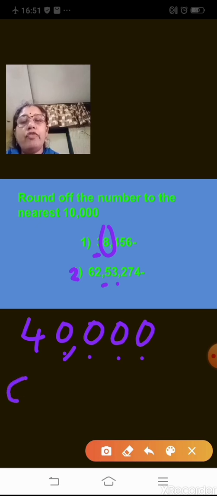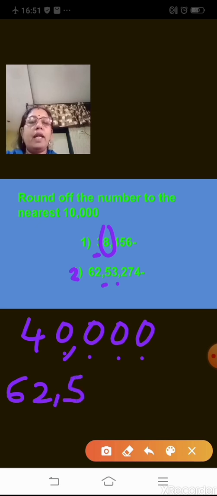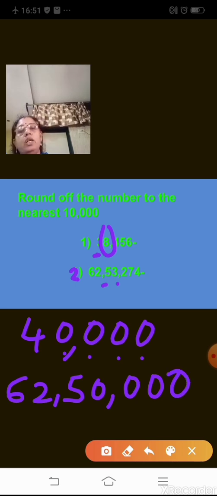So while rounding off a number, you will keep the number at the 10,000s place as it is, that is 5. You will not add 1 to it. Why? Because the number followed is 3, which is less than 5. And for the rest of the digits, you will put a 0 in the thousands place, hundreds place, tens place and ones place. So while rounding off, the number becomes 62,50,000.